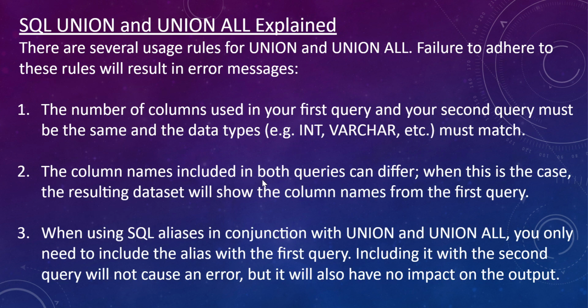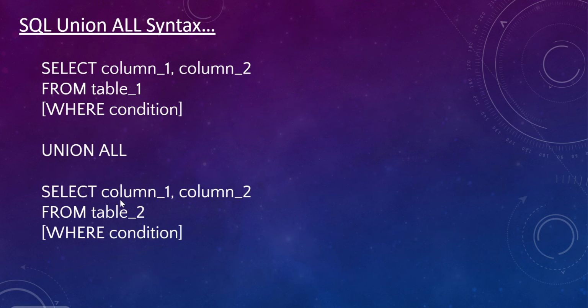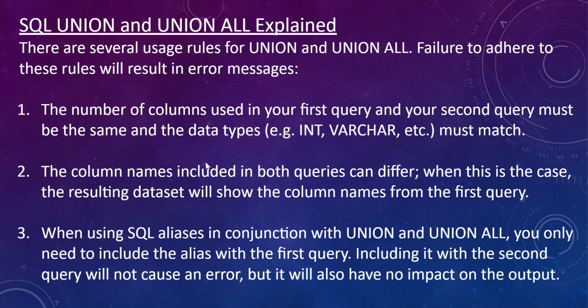Second rule, the column names included in both the queries can differ, as I already explained using an example, like the first table has one column as supplier and the second table has customer. That can differ. There is no issue in that, as long as the data types are the same. When this is the case, the resulting data set will show the column name from the first query. So for example, this column 1 and this column 1 from table 2 are different. In the final result set, the name of the column will be from the first SQL query. This is what we are saying in rule number 2.